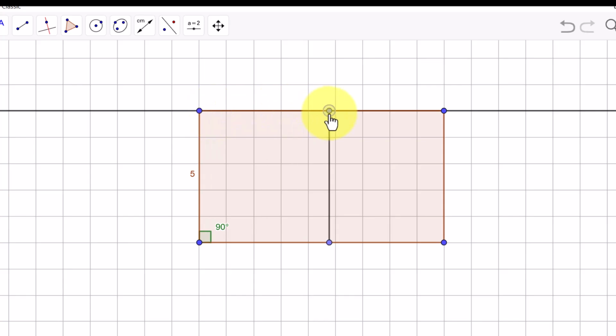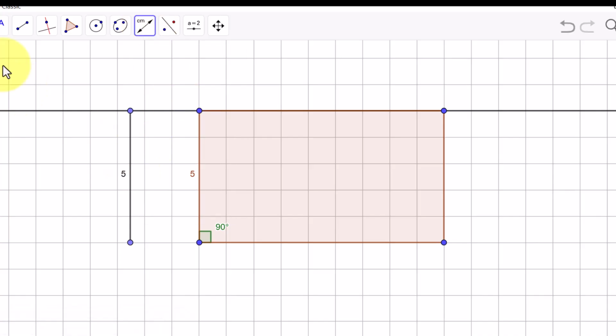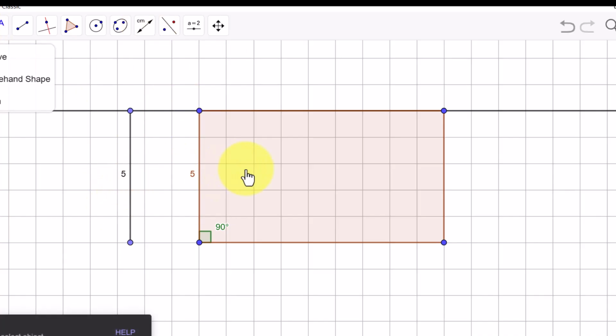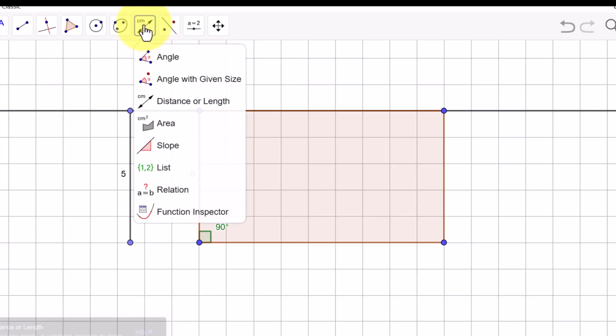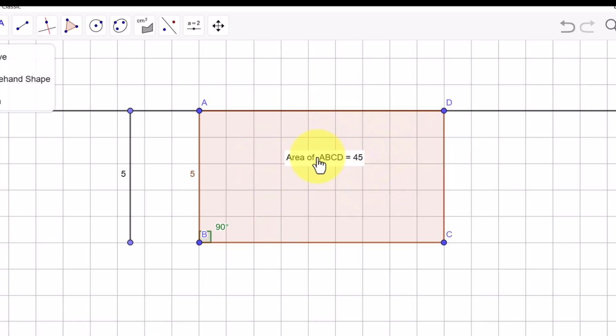You can see it. So as long as this height remains constant, this height is 5. Let me put the length. This height is 5. As long as this height is 5, the area of this triangle remains the same, which is 45. So the area remains 45. Just add 1, 2, 3, 4, 5, 6, 7, 8, 9. So this is 9 times 5, that is 45.